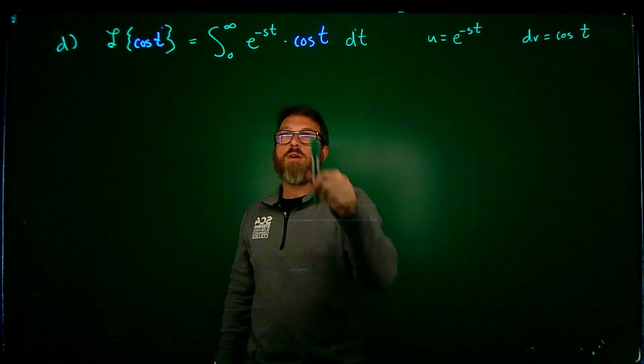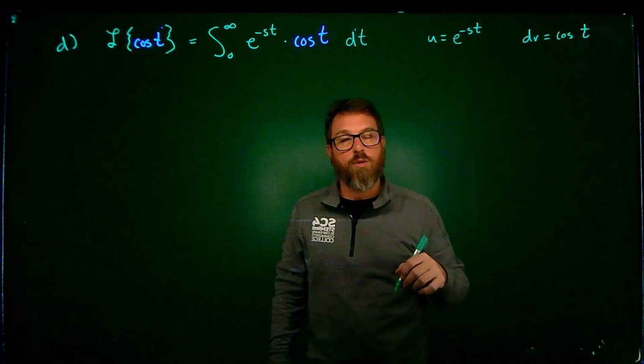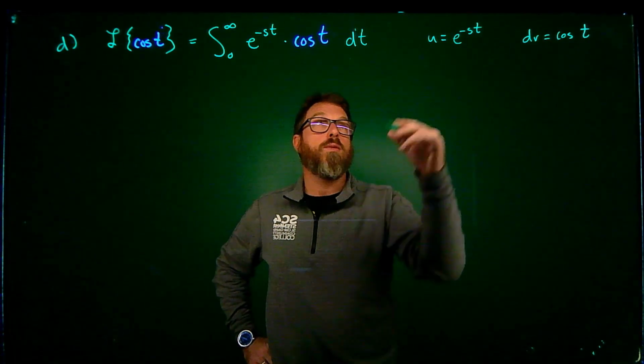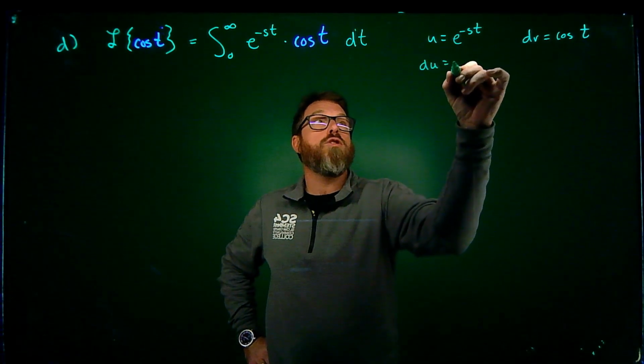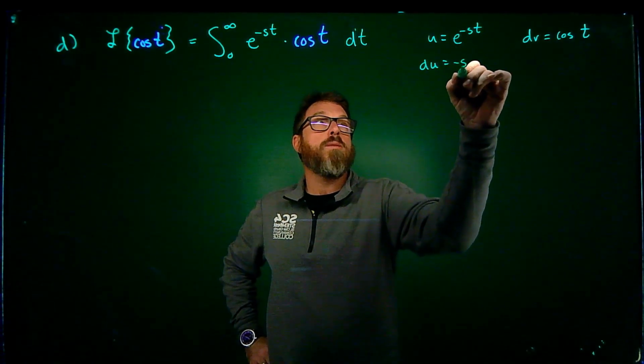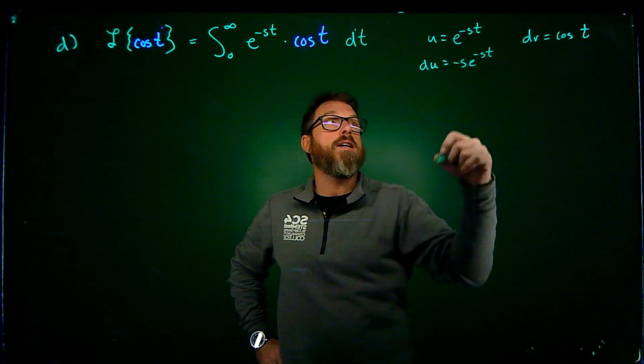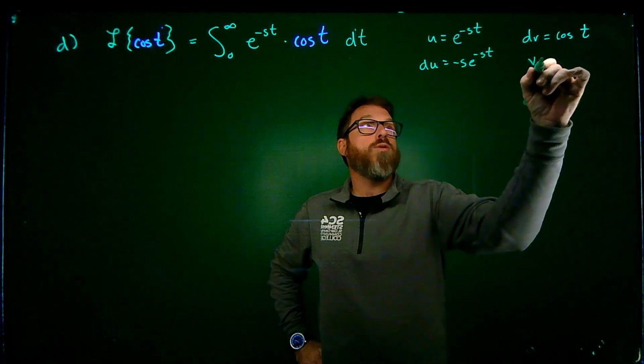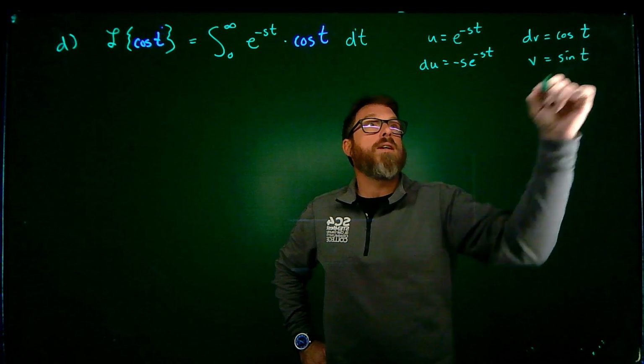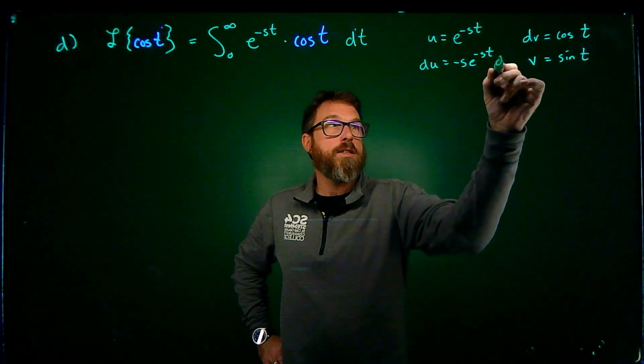It won't really matter when you're doing this by parts what you pick for your u and v. It's going to recycle anyway. So then du is going to be equal to the derivative of this, which is going to be minus s e to the minus st. And then the antiderivative of this is going to be equal to the sine of t. Oh, I should say dt.